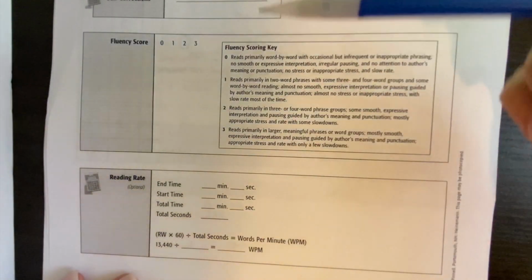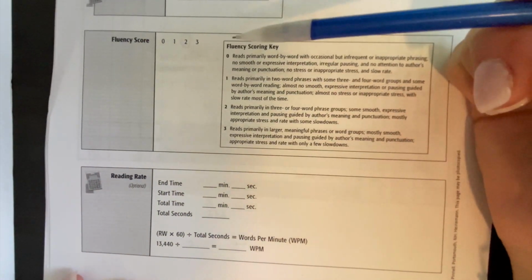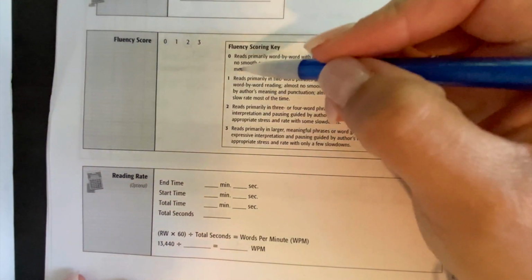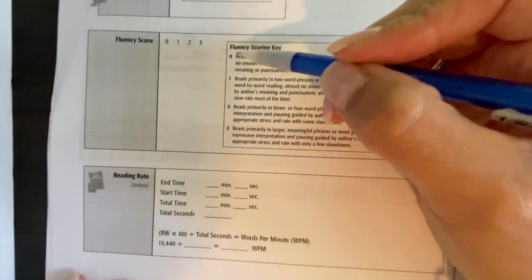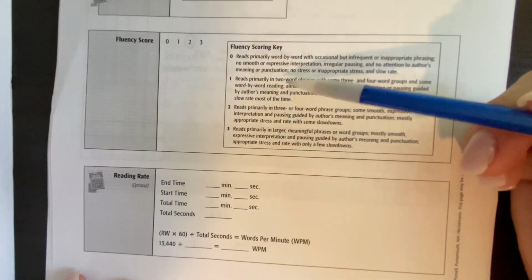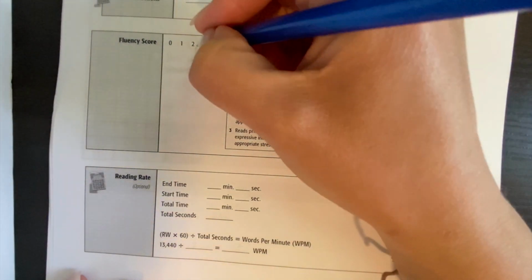So after the student reads and I have the running record, I like to flip back to the fluency scoring page just so that it's right after they read and I can remember exactly how they've read and give them a more accurate score. So you score them on a scale from 0 to 3. The descriptors are all here on the side. I would give this student a 2.